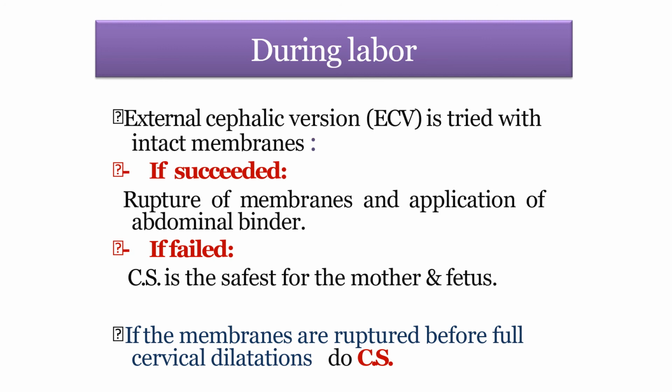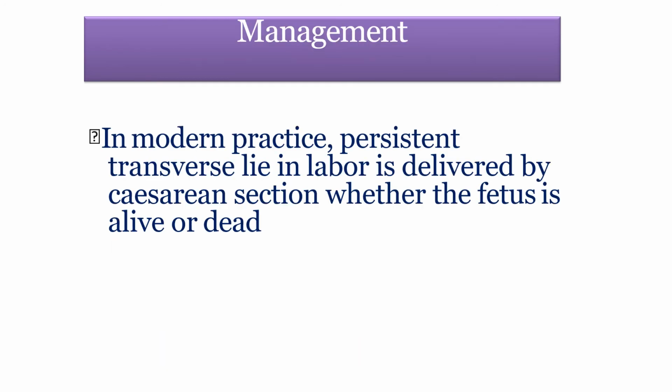And if the membranes are ruptured before the full dilatation of the cervix, in that case also, it is better for you to go for the cesarean section. Next, management. Nowadays, if transverse lie is there, usually we will be going for the cesarean section if the fetus is alive. Here they are telling that if it is dead also we will go for it, but if the fetus is alive we can go for the cesarean section, otherwise you can go for destructive operations for extracting the baby out.